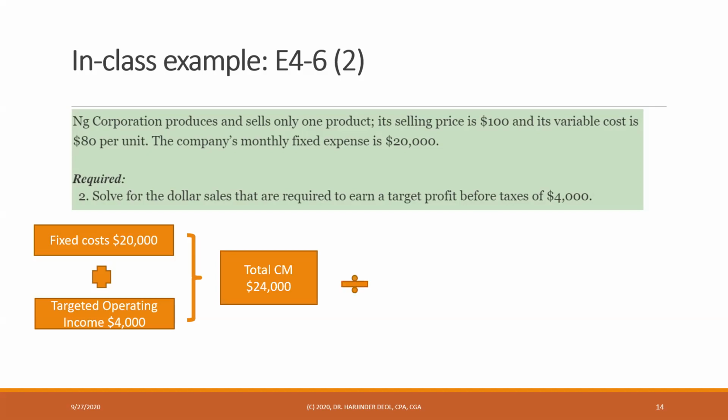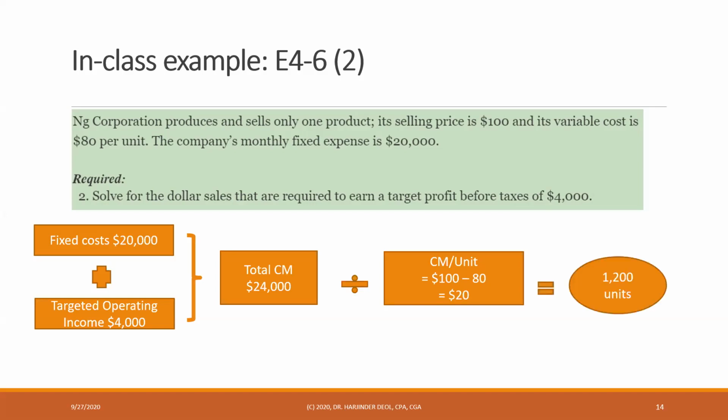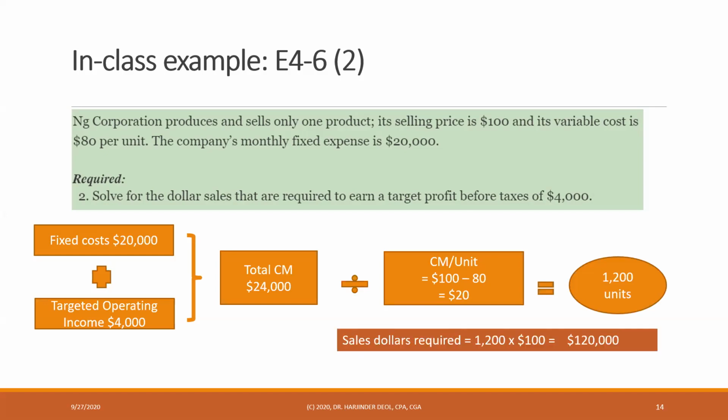If we divide that by our contribution margin per unit, which hasn't changed, so selling price minus the variable cost of $80 gives you contribution margin per unit of $20. So total contribution margin divided by contribution margin per unit gives us 1,200 units that we need to sell in order for this business to have the targeted operating income of $4,000.